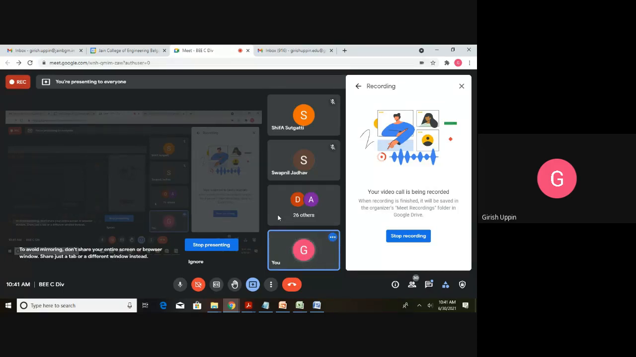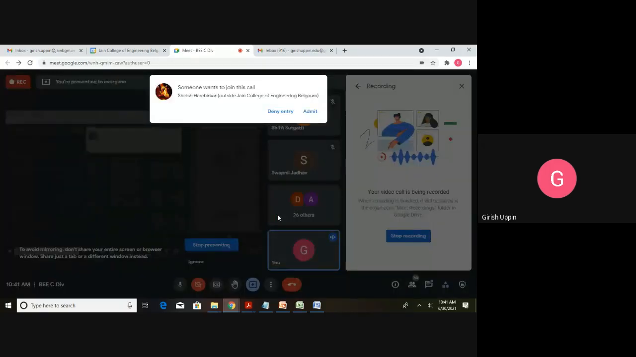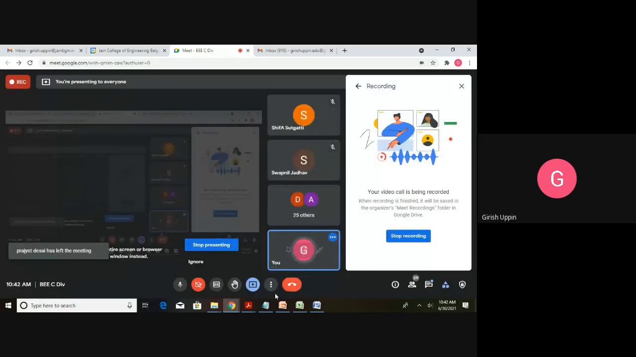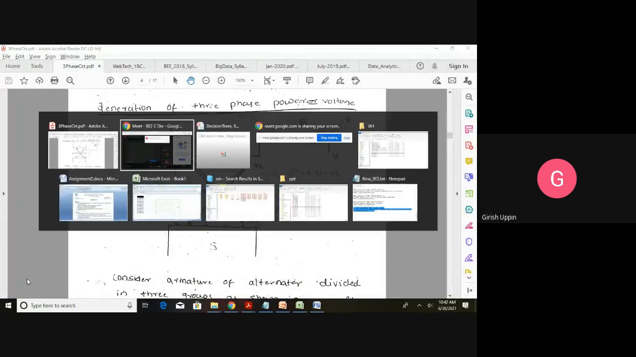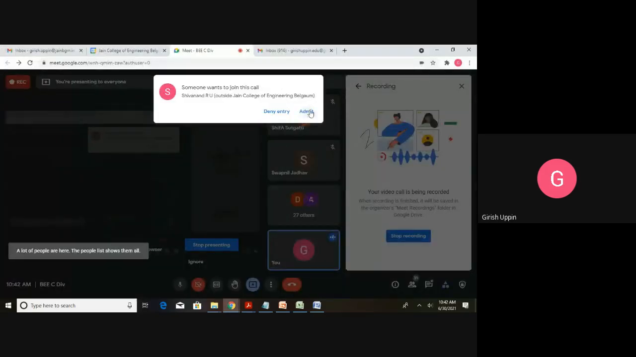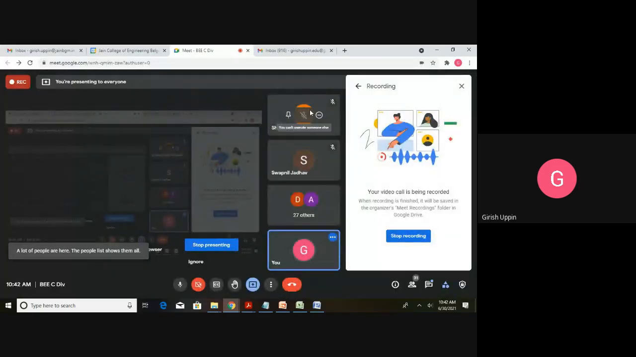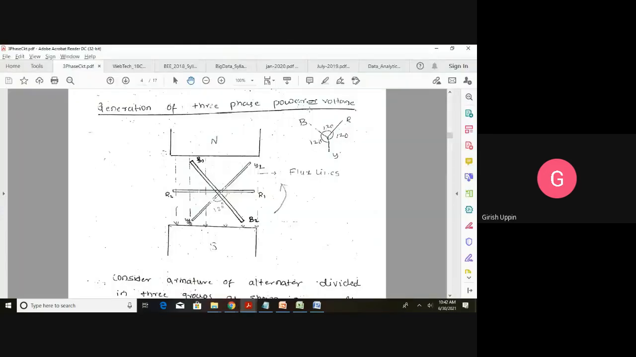And in this session, we are going to look into the three-phase power continuation from the previous class. And we also learn about there are two types of connection that we can have in case of a three-phase. That is a star connection and a delta connection. We will look into detail in today's class.